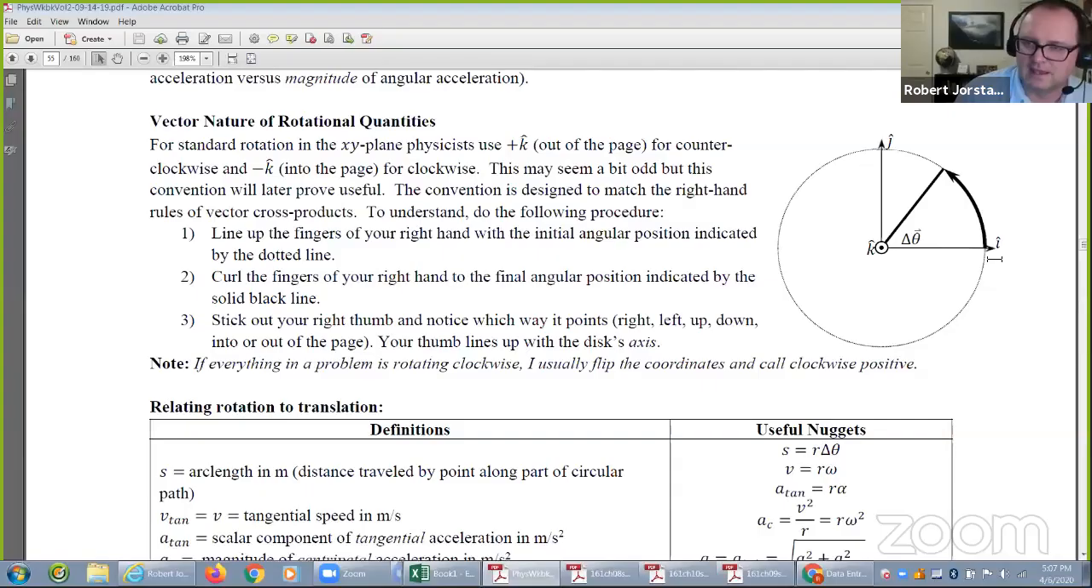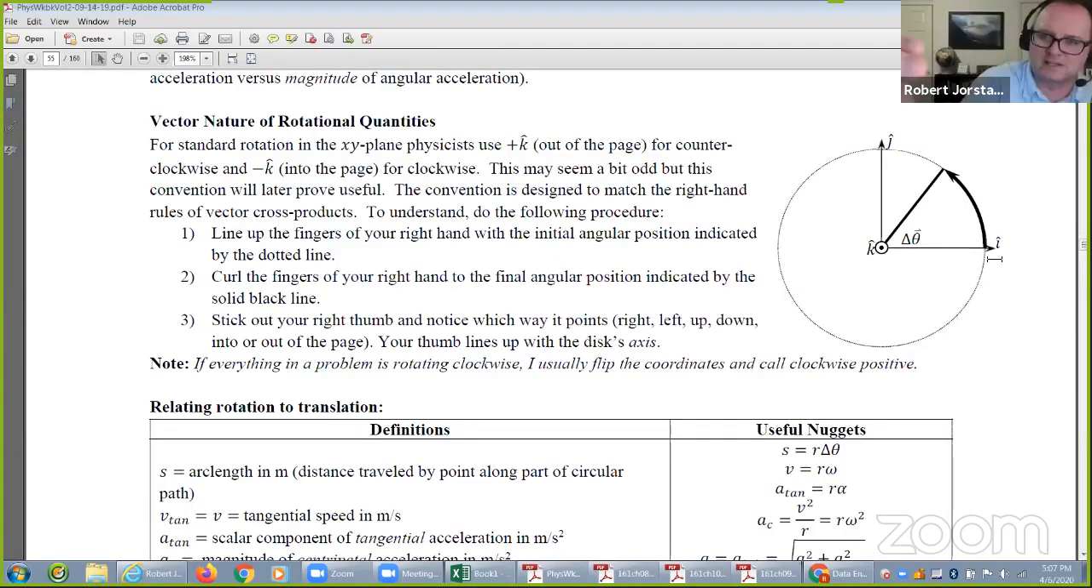Let me get back to that screen share. This is a particularly awkward thing to try and do when we have all these images being flipped left, right. So in this case, just look at this one. If you put the fingers of your right hand and curl them around counterclockwise, just put them on your piece of paper and curl them around. I hope you see your thumb points out of the page. That's why we call it out of the page.